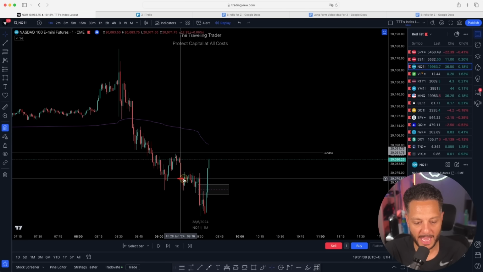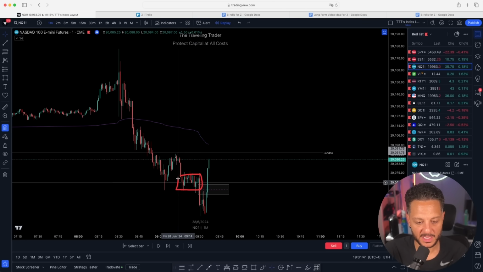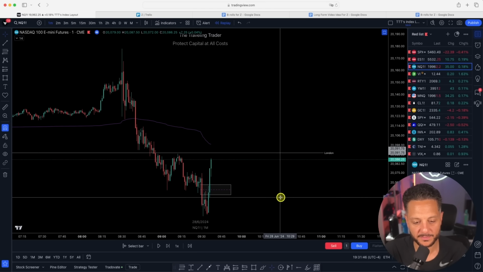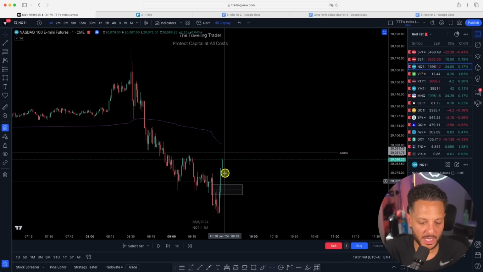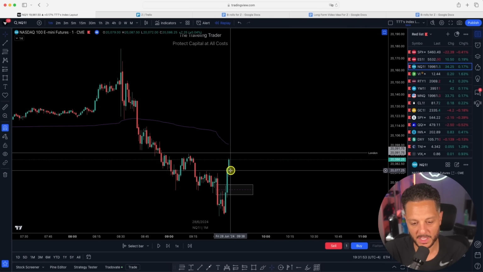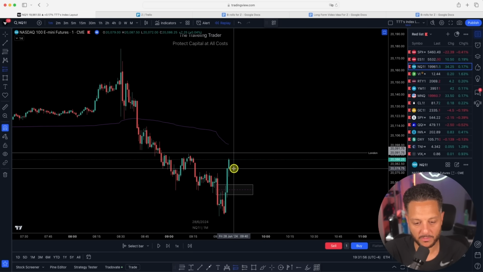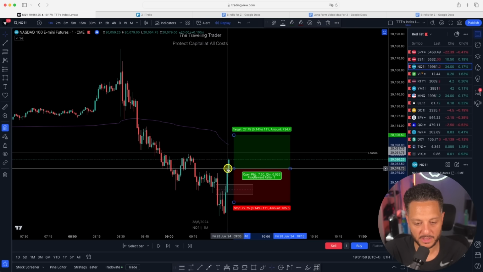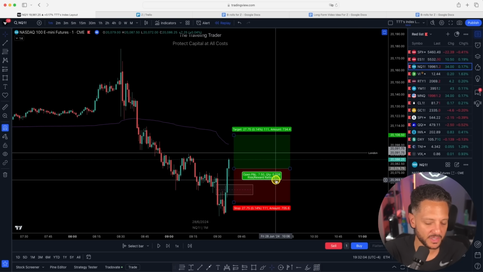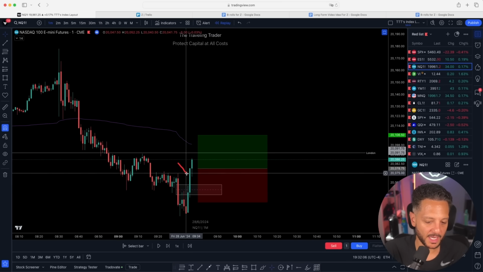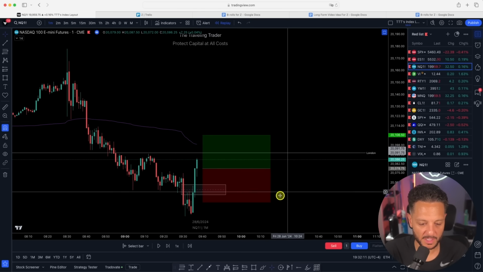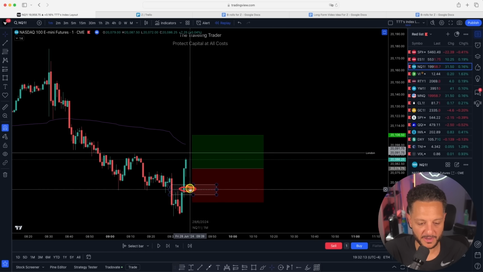So we power of three into here. You have the consolidation, you have the manipulation, and now we are expanding up, right? And you can see that the fair value gap was closed above. Now the entry model, because it's an aggressive one, calls for an entry right at the closure of the 1 minute candle above this fair value gap, right? And the better you get at it, the more you will recognize this candle early and can potentially front run it, right? Because this right here is the fair value gap.